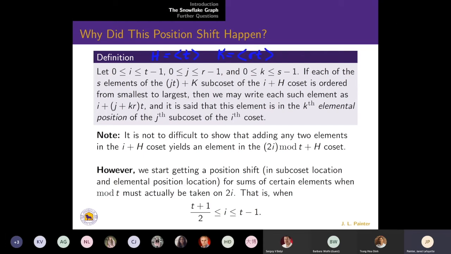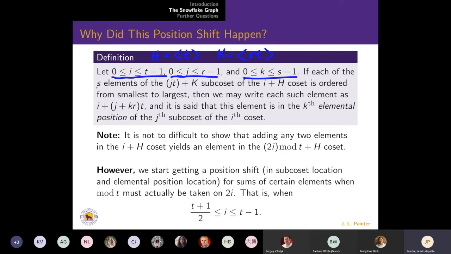Okay, so we let I here be between 0 and T minus 1, so that this I is representative of which coset we live in, 0 through T minus 1. J is representative of which subcoset we live in. And then this K over here, which is between 0 and S minus 1, is representative of what position, if we order our elements from each subcoset, that each of those elements lived in.